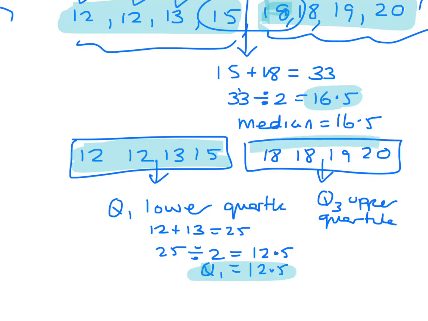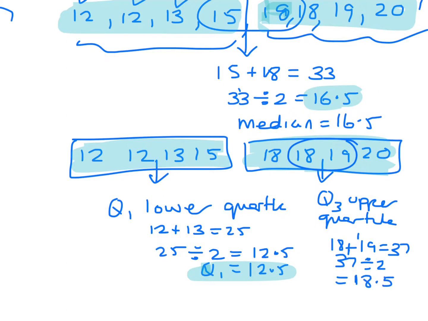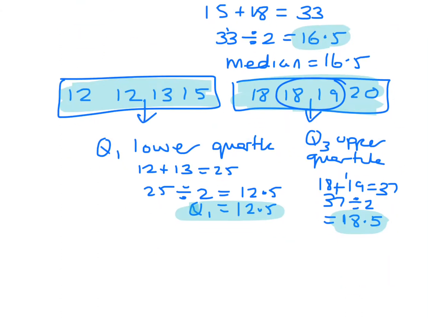Okay, and then if you get the other group, you find Q3. You get the middle of the 18 and the 19. So 18 plus 19 is 37. 37 divided by 2 is 18.5. So 18.5 will be Q3. So Q3 is 18.5.